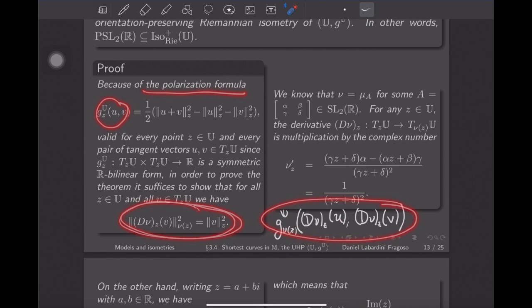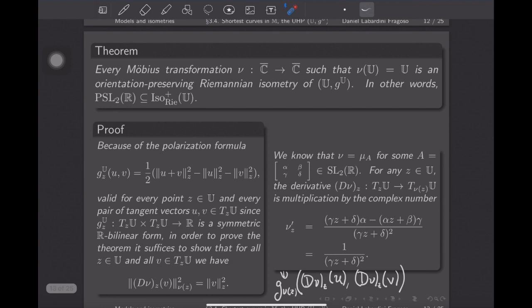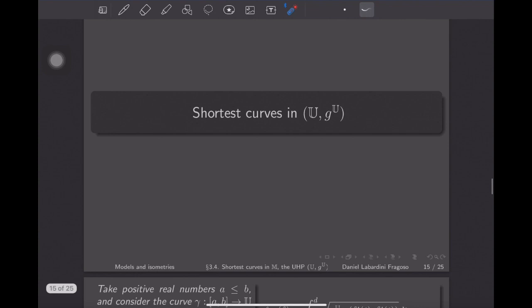Okay, so nice, our Mobius transformations preserving the upper half plane are Riemannian isometries. And now let's move on to computing the shortest curves here.